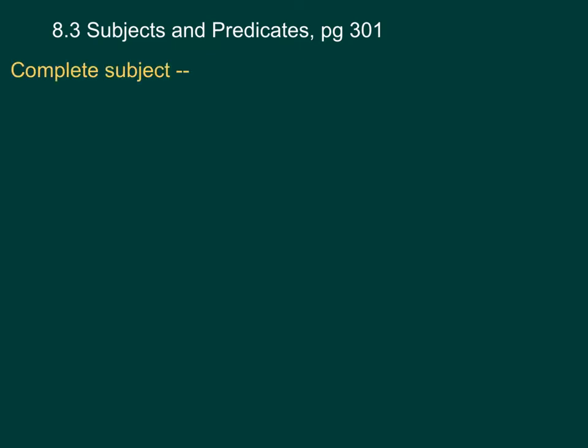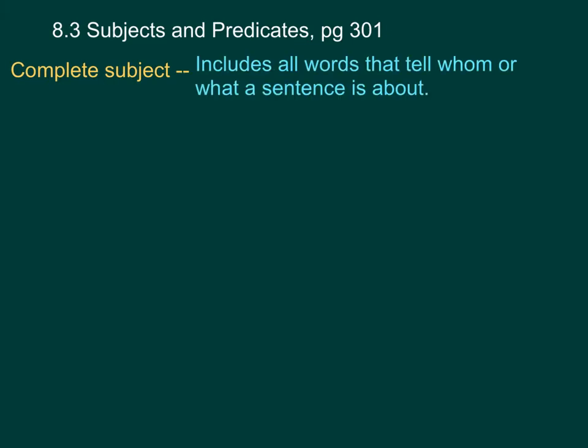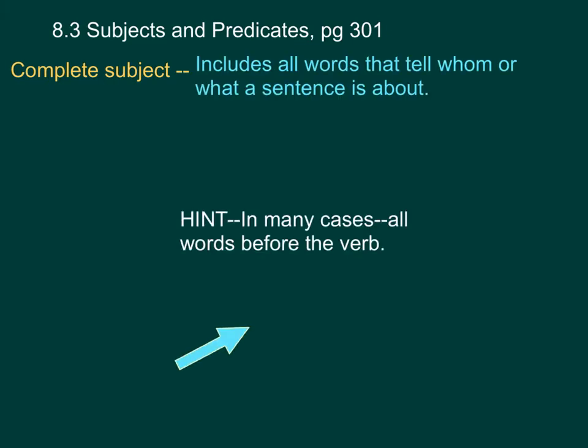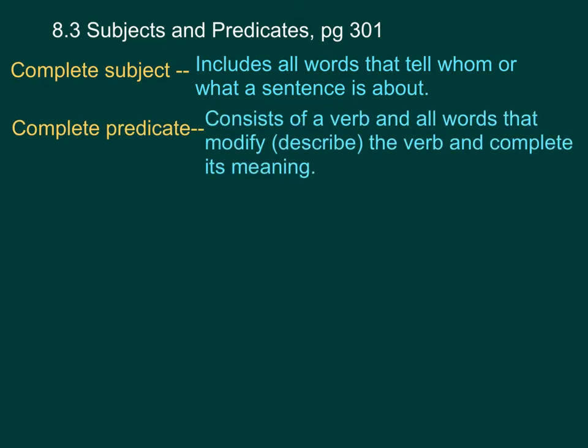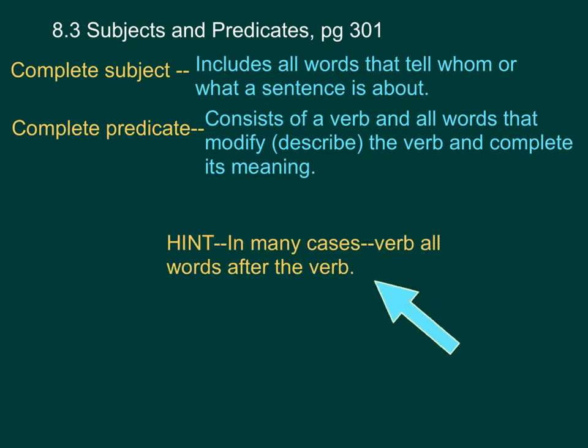Let's begin. A complete subject includes all the words that tell whom or what a sentence is about. Hint: in many cases, it's all the words before the verb. A complete predicate consists of a verb and all the words that modify the verb and complete its meaning. Hint: in many cases, it's the verb and all the words that come after the verb. Pause the video and copy down your definitions and any hints.